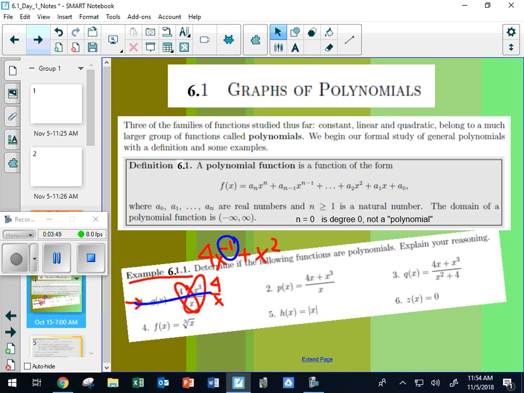Let's look at number 4 then. Number 4 is just the cubed root of x. How could we rewrite that so that it's x to the power of something? 1/3, right? So this is just x to the 1/3. If you have a power that is a fraction, not a whole number, it is not a polynomial. So this is also not a polynomial.